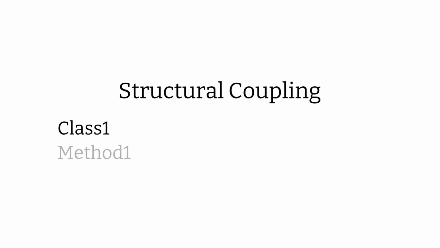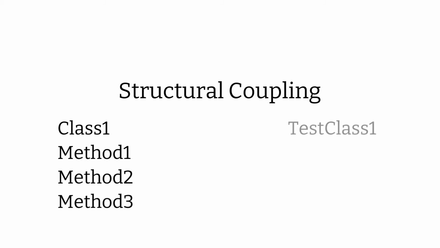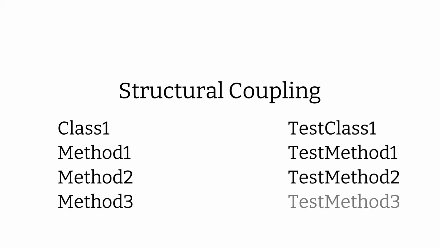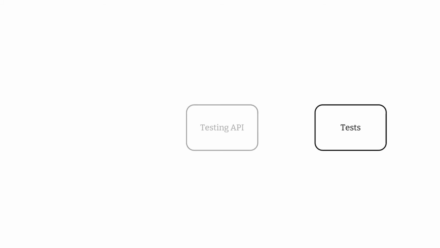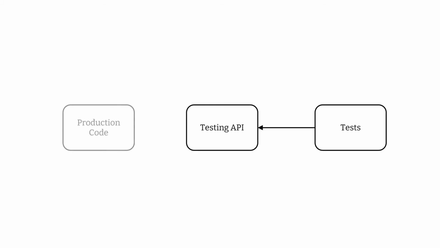Structural coupling is one of the strongest forms of test coupling. Simply imagine if you have a test class for each production class and a corresponding test method for each production method. There is a high structural coupling, and if you change the production classes and the production methods, all the test classes and the test methods need to be changed as well. With a testing API, you hide the structure of your application from your tests. So you can refactor your production code and it does not affect your tests at all. Of course, it is also the same the other way around. If you want to refactor your tests, it does not affect your production code.